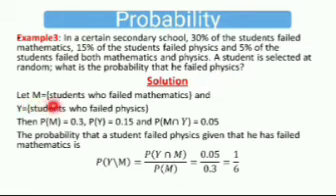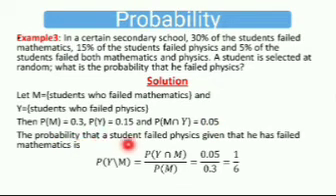Now, solution. Let M be the students who failed mathematics and Y be the students who failed physics. Then the probability of students who failed mathematics is 30%. 30 divided by 100 will give you 0.3. Then the probability of students who failed physics is 15%, and 15 divided by 100 will give you 0.15. Then 5% failed both mathematics and physics, so it will be 5 divided by 100, which is 0.05.